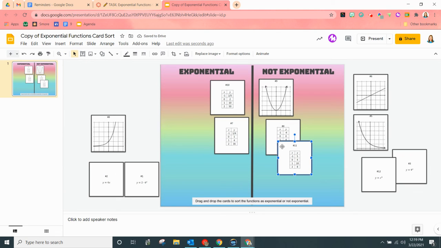So that's your tables. That's the gist of the tables there. So look at your graphs, look at your equations, and then classify them as exponential or non-exponential, and then make sure you go back and hit submit and turn this in.